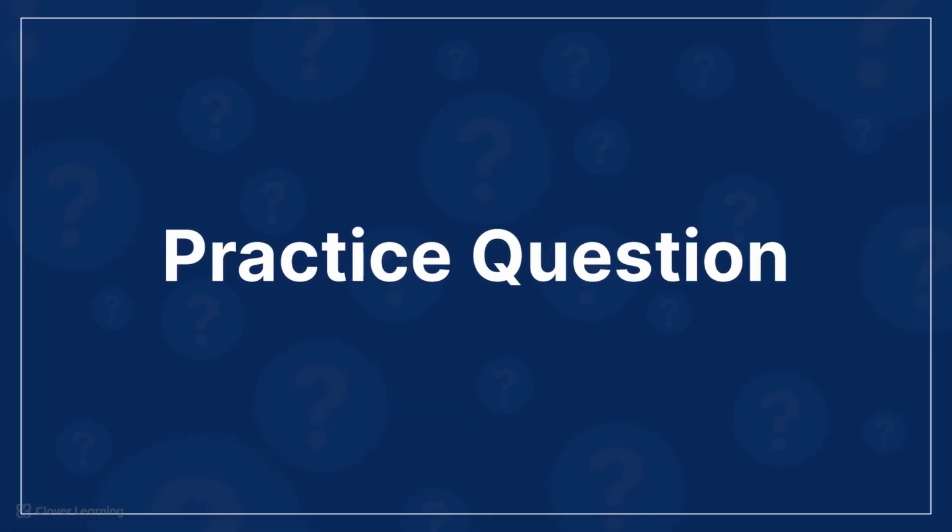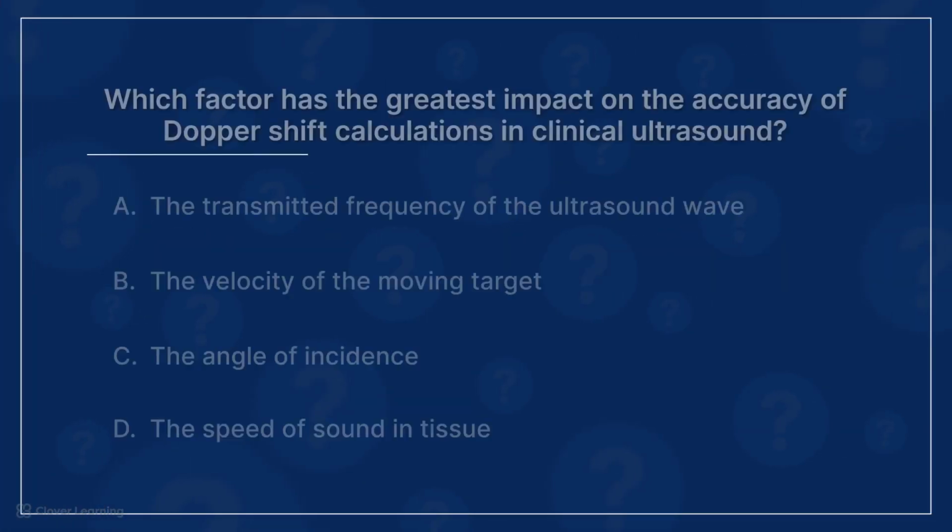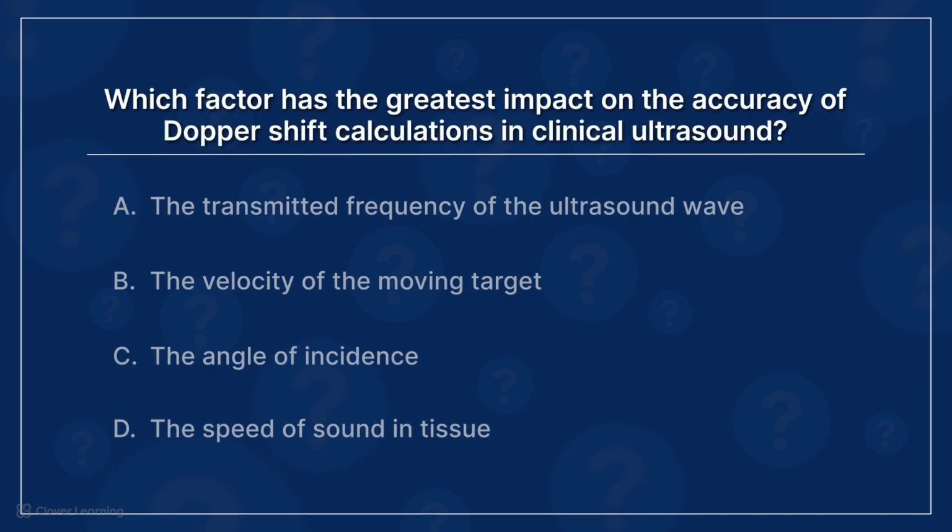Let's try a practice question to check your understanding. Which factor has the greatest impact on the accuracy of Doppler shift calculations in clinical ultrasound? A. The transmitted frequency of the ultrasound wave. B. The velocity of the moving target. C. The angle of incidence. D. The speed of sound in tissue. Take a second to figure it out on your own.